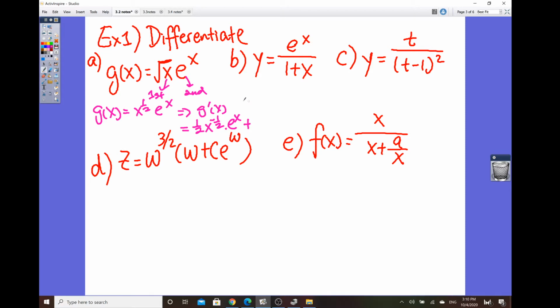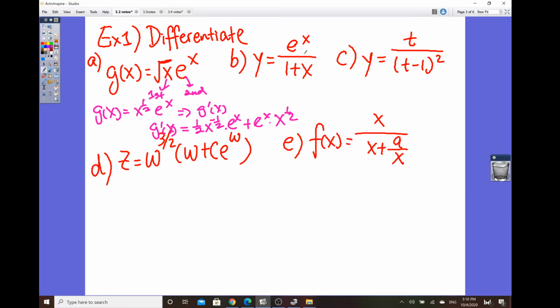And then plus the derivative of the second function, which is e to the power of x again, times the original first function, which is x to the power of 1/2. Now nothing can simplify, nothing you need to do, so just leave it like that. So that is g prime of x.